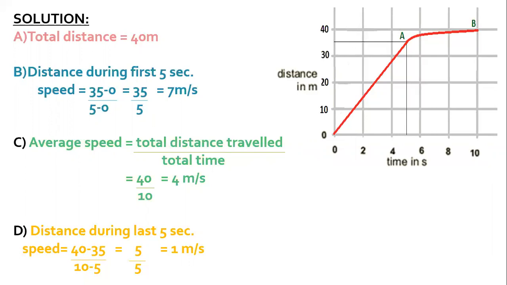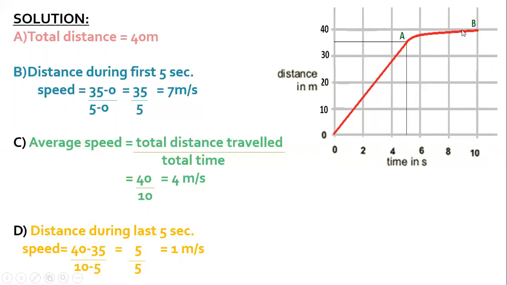And the distance traveled during the last 5 seconds. Last 5 seconds means 5, 6, 7, 8, 9, 10. So you have to see the values from 5 onwards. And then it's very simple again. For 5, you have already drawn a perpendicular line on the x-axis, and you have dropped a line on the y-axis to know the value. So it's 35 over here, and it's 5 over here, and then in the last 5 seconds it ends up at 10. You already know this is 10 and this is 40.